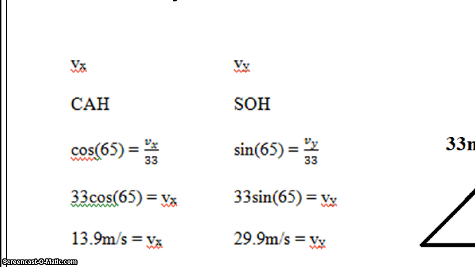For the x direction, I'm going to use the cosine. So cosine of 65 is Vx over 33. That means if we move 33 to the other side of the equation, 33 cosine 65 is Vx, or Vx is 13.9 meters per second. Vy, we're going to use sine. So sine of 65 equals Vy over 33. We move the 33 over, and we solve it out, and you get 29.9 meters per second.